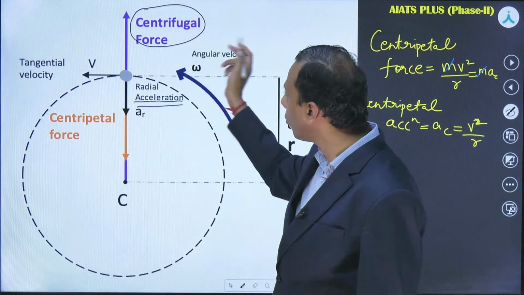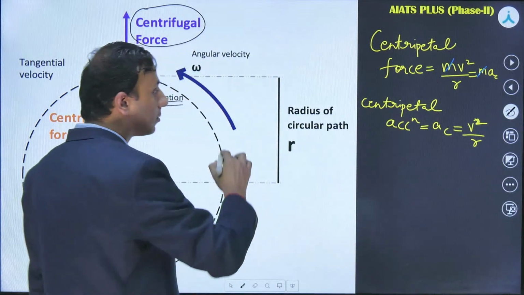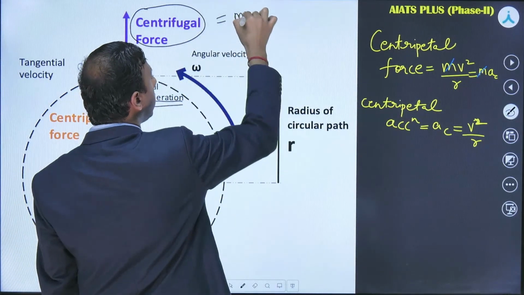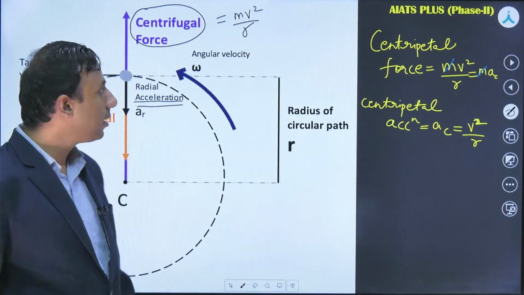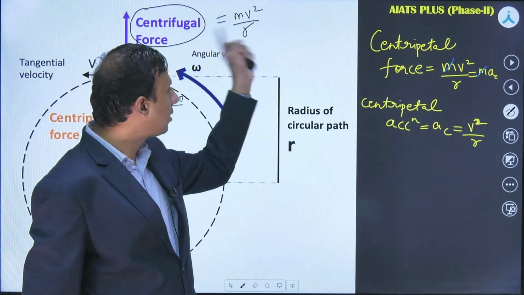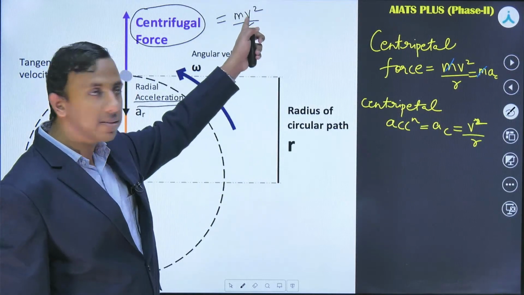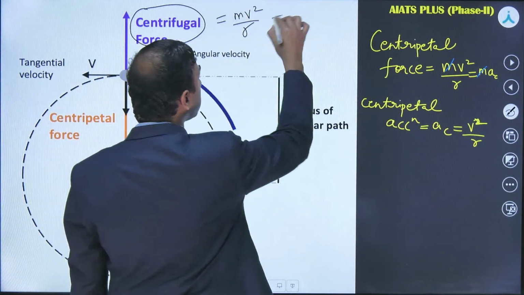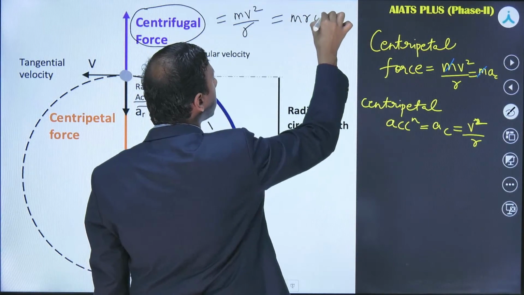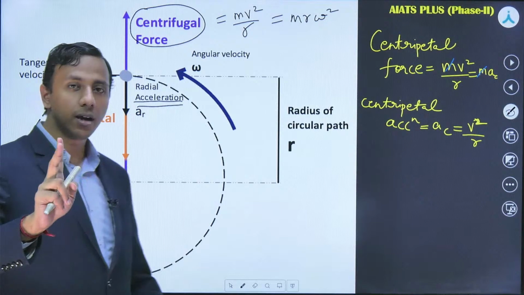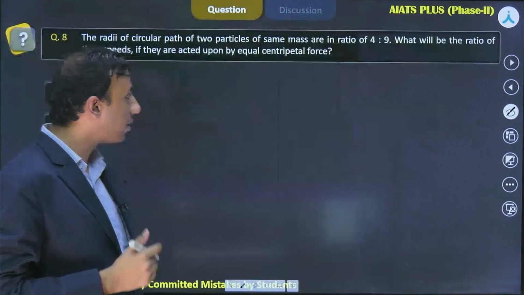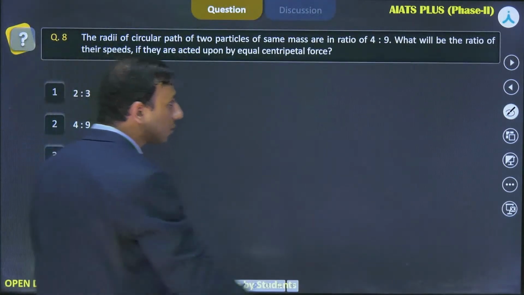So this centrifugal force also has the exact same value, that is mv square by r, but just remember the direction is going to be different. And we can also express both of them in terms of omega. Because v is r omega, this becomes m r omega square. So both expressions are valid, but the directions are reverse. Very well.